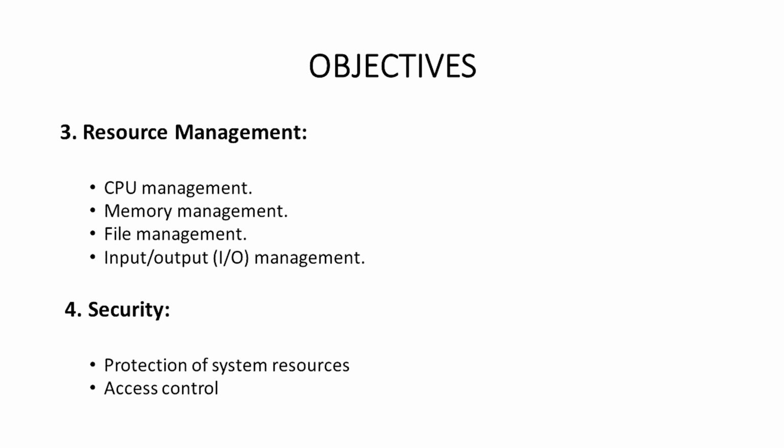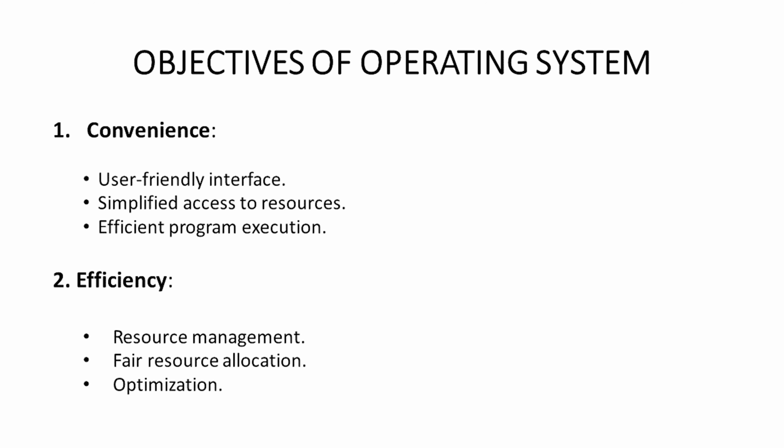First one is convenience. Convenience in the sense the interface should be user friendly. The next one is the user can easily access the resources. And the next point is the user can execute the program in an efficient manner.